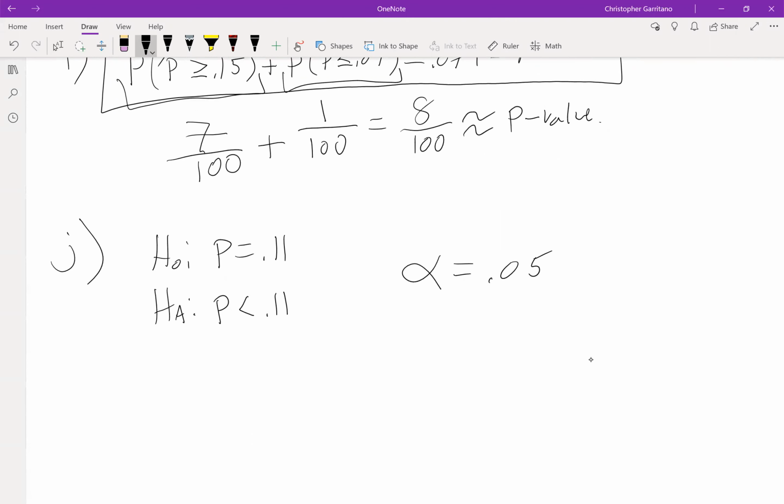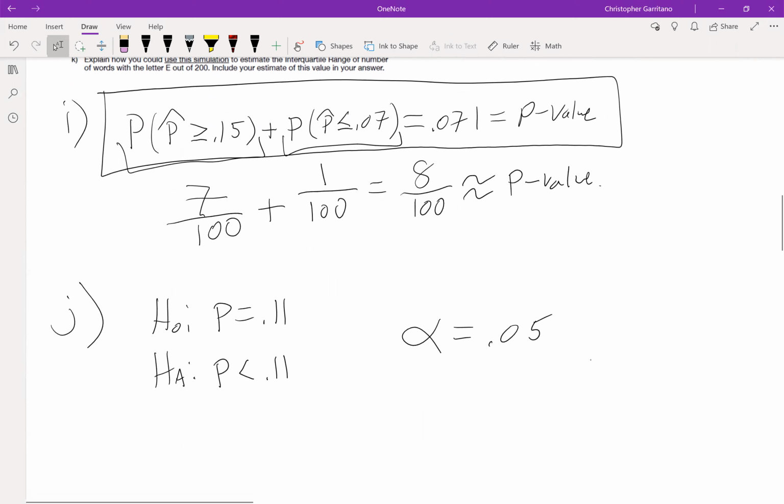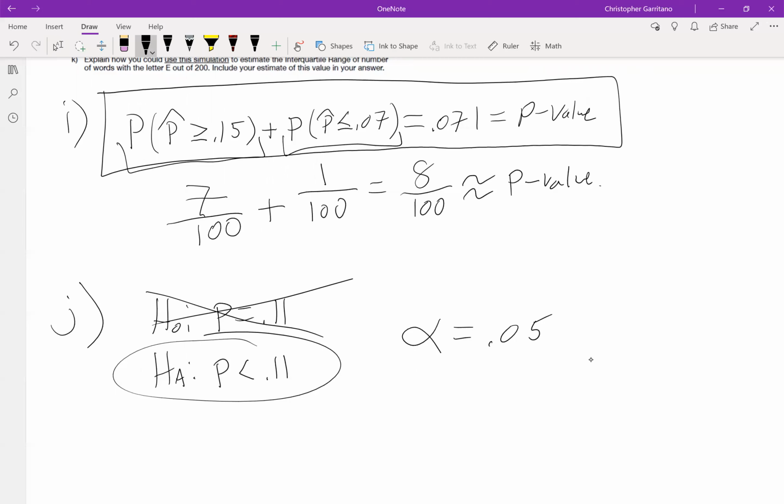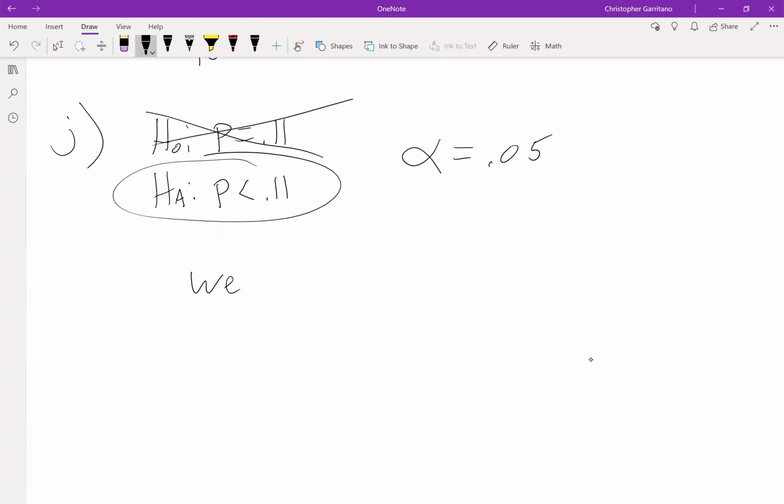is equal to 0.05. Now, in order to be convinced that our book has fewer words with the letter E, that means we need to reject H null, and we need to have some sort of evidence that the alternative hypothesis is true. Well, when do we reject H null? We reject H null when the p-value is less than alpha. So we need to find the value that, based on the simulation, would give us a p-value that is less than 0.05.